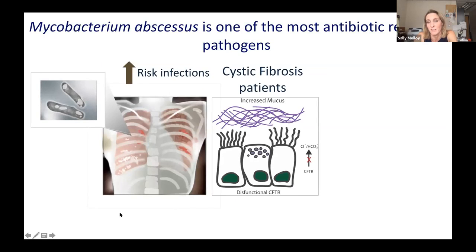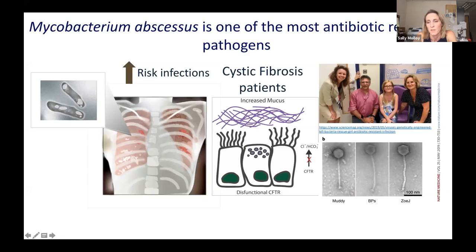Mycobacterium abscessus is one of the most antibiotic resistant pathogens, but we really know little about the prophage of these bacteria and how they contribute to drug resistance. It's an opportunistic pathogen that causes pulmonary and disseminating infections, particularly in people that have underlying pulmonary disease like cystic fibrosis. This is Isabel, and she had a double lung transplant and in the process acquired an M. abscessus infection that was totally resistant to drugs.